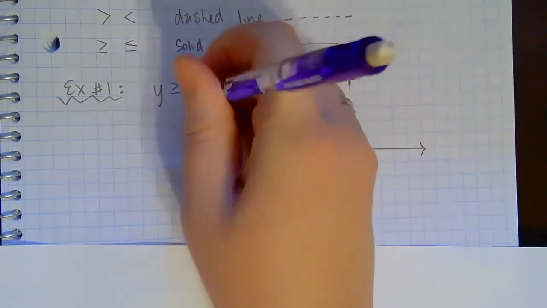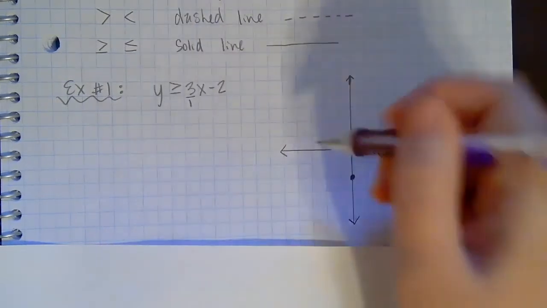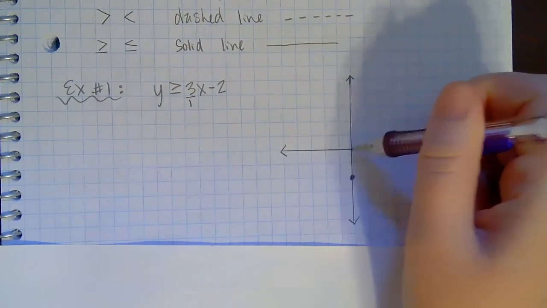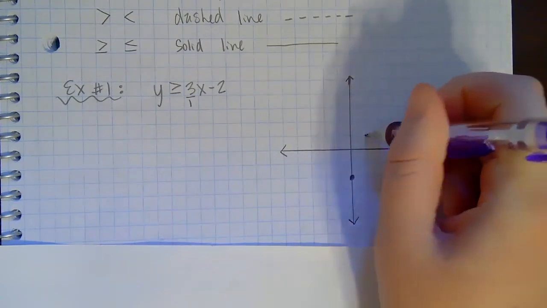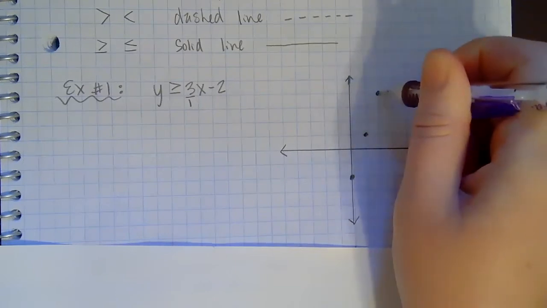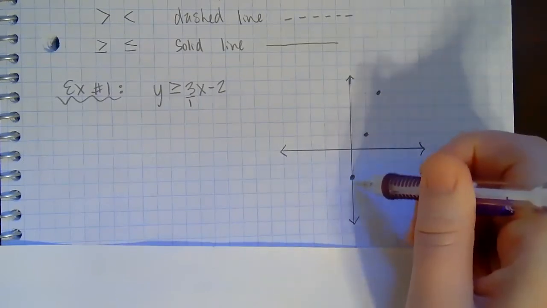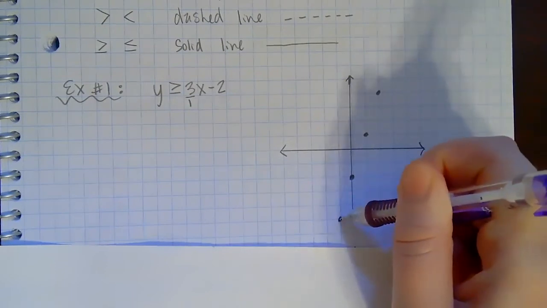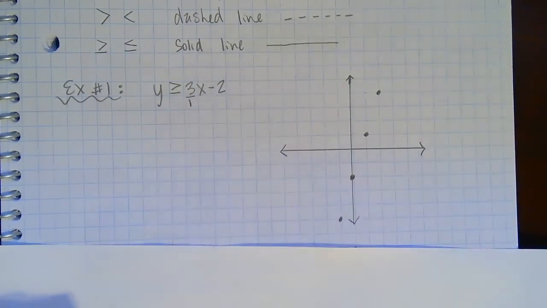And then remember, this is like 3 over 1. So from there, I'm going to go change in y over change in x: up 3, right 1, make a point. Up 3, right 1, make a point. Or I could go down 3 and left 1, because that'd be a negative divided by a negative, which is still the positive 3.